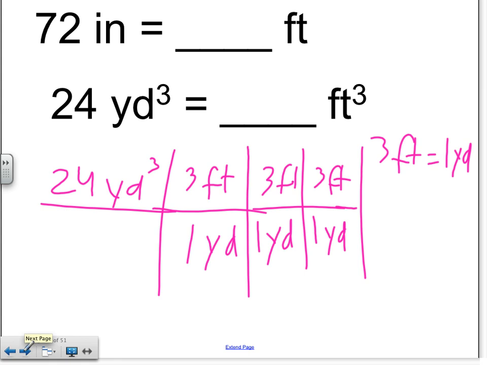And look at this. If you have feet times feet times feet, don't you have feet cubed? And there it is. And that's what you want to end with, right? So we got the yard cubed taken care of right there. All you have to do is multiply. 24 times 3 times 3 times 3. What is that going to get you? 3 times 3, 27. Times 24. What's 27 times 24?